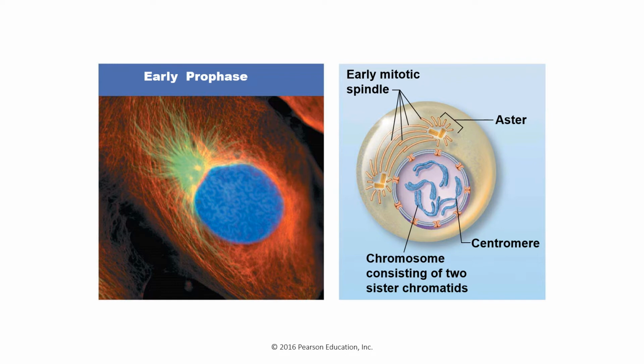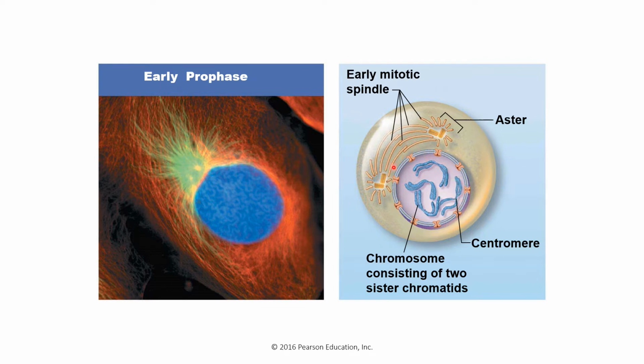Here's a visual of early prophase. On the right here, which has a lot more detail, early prophase, we still have our nucleus. We have our chromosomes, each consisting of two sister chromatids. Remember your terms, your definitions with all this. Centromeres are the little structure that hold the sister chromatids together. So we still have this structure here. We still have a nucleus.